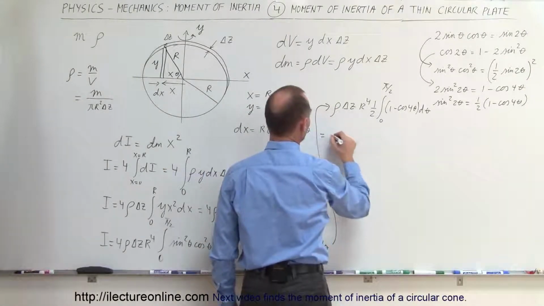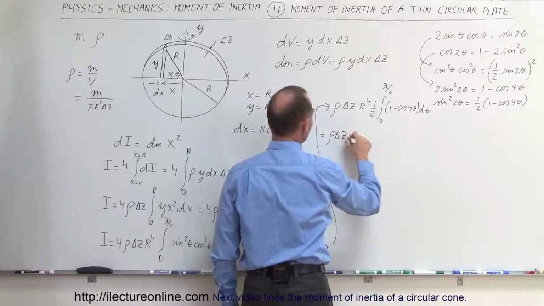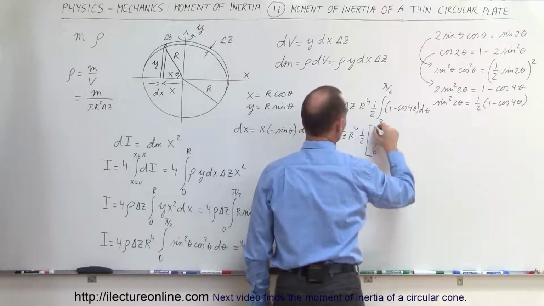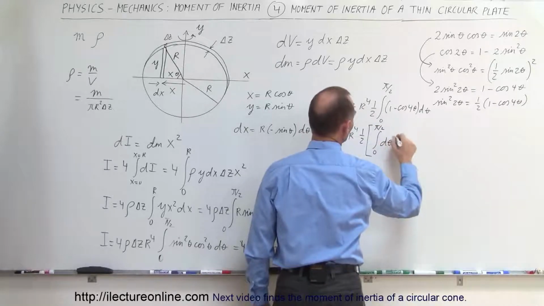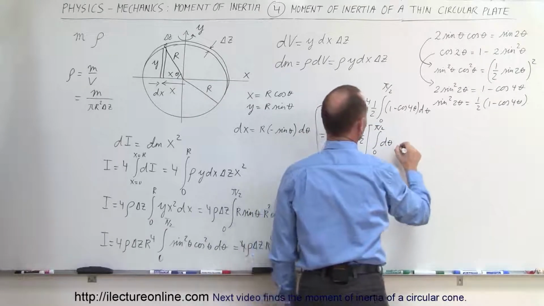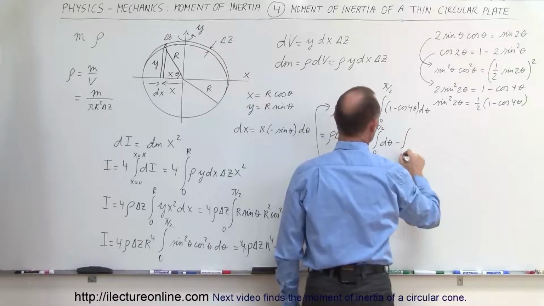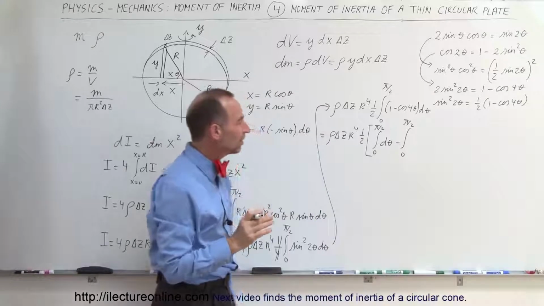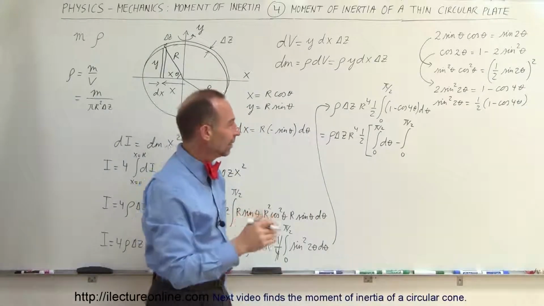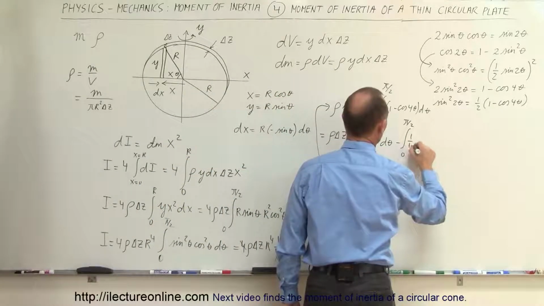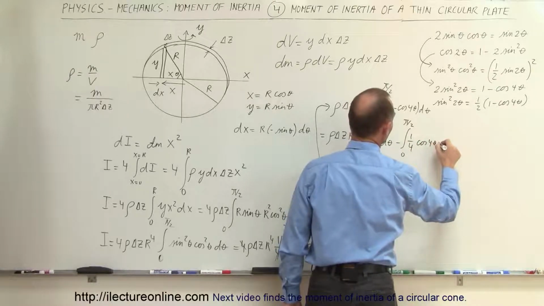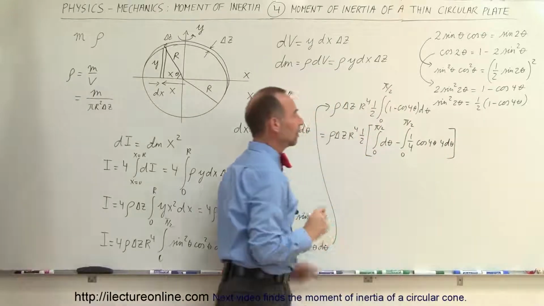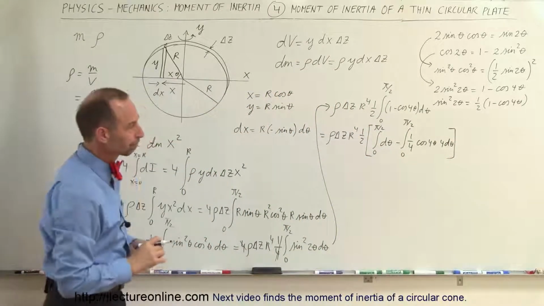This is going to look like density delta z r to the fourth times 1/2 times the integral from 0 to pi over 2 of d theta, because 1 times d theta is d theta, and then minus the integral from 0 to pi over 2. Now notice I have the cosine of 4 theta, which means I need a 4 d theta, which means I need 1/4 the cosine of 4 theta times 4 d theta. Like that. So now we can go ahead and integrate.